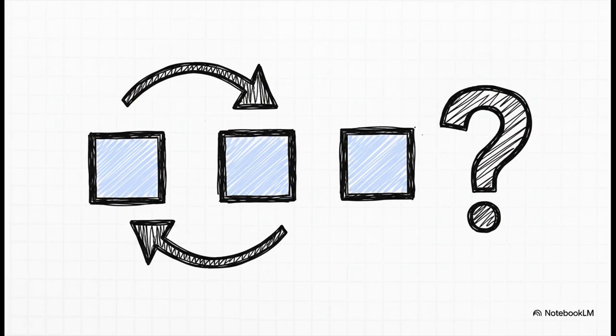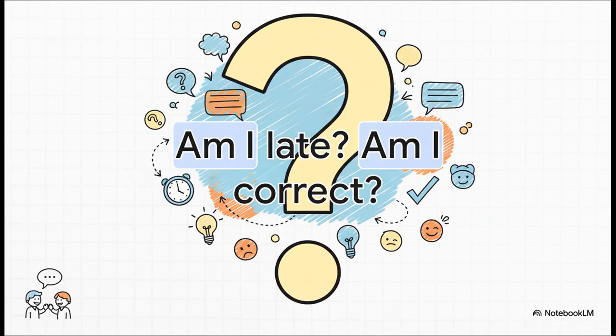Okay, now for asking questions. This is where things get kind of fun. We just flip the words around. You don't need to add anything new at all. You just change the order of those first two words. So a statement like, I am late, becomes the question, am I late? And I am correct turns into, am I correct? You're just swapping the position of I and am to signal that you're asking something.